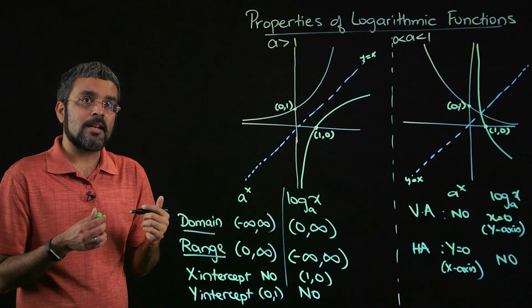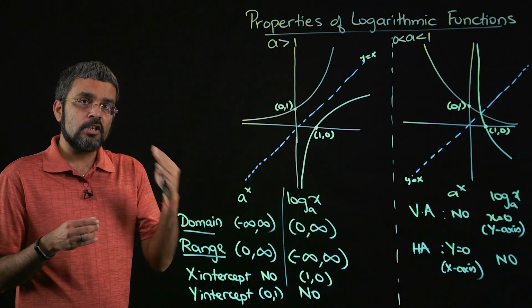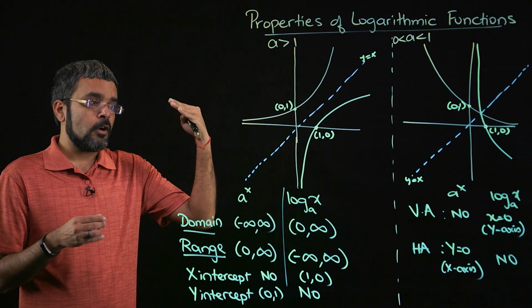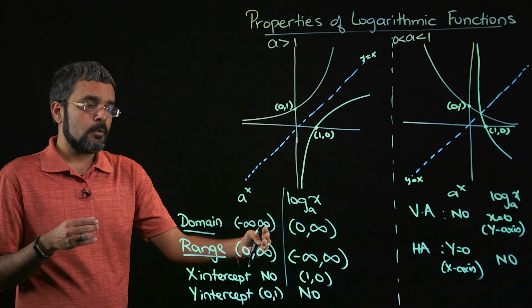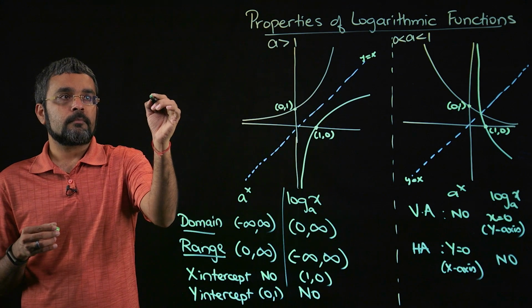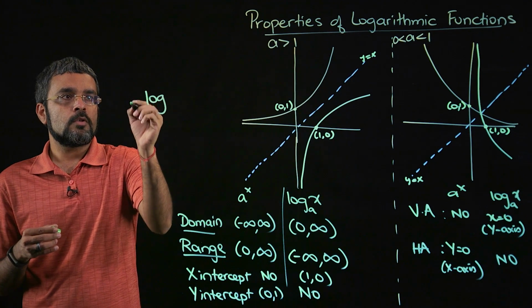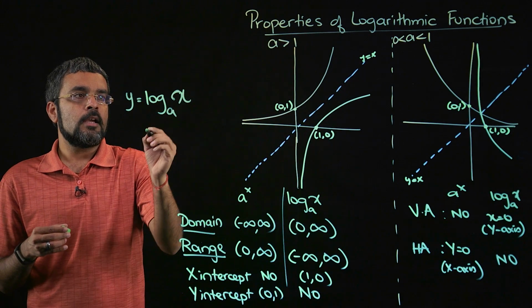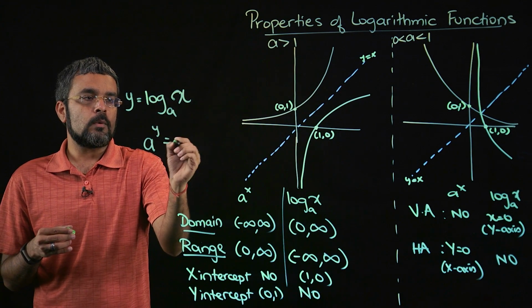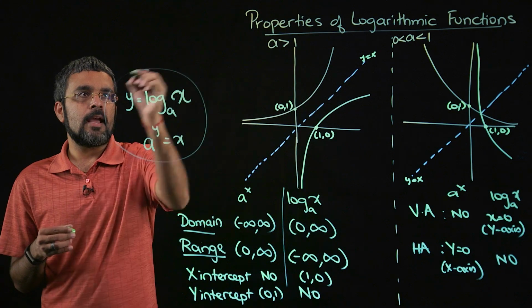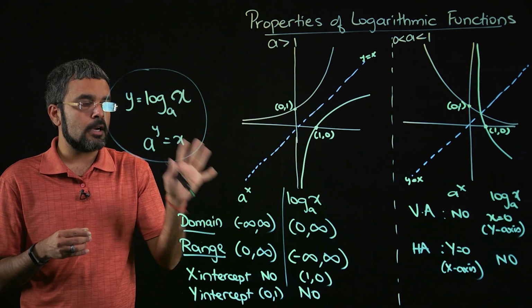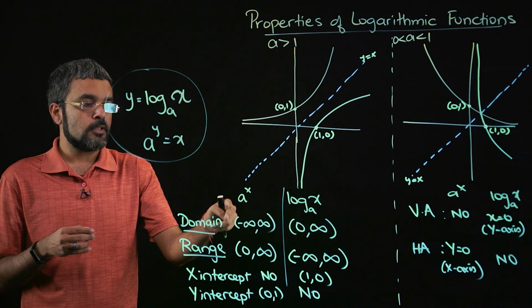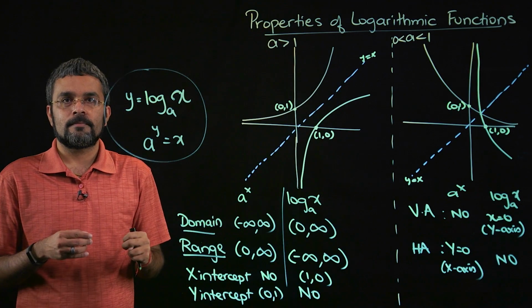Remember, these functions go hand in hand. For every exponential expression, I have a corresponding logarithmic expression. I can say y equals log of x to the base a if and only if a to the y equals x. These two go hand in hand. So these functions are linked, they're inverses of each other, and so here are the properties.